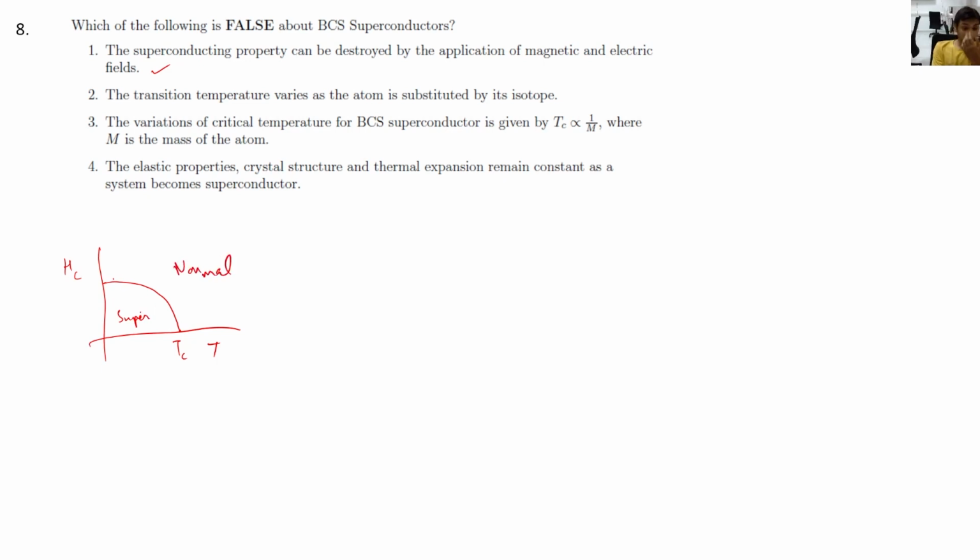For a temperature T less than Tc, there will be up to some critical field in which it will be superconducting, and after that it will no more be superconducting. This relationship is given by Hc at T is Hc at T equal to 0 times 1 minus T over Tc whole squared.